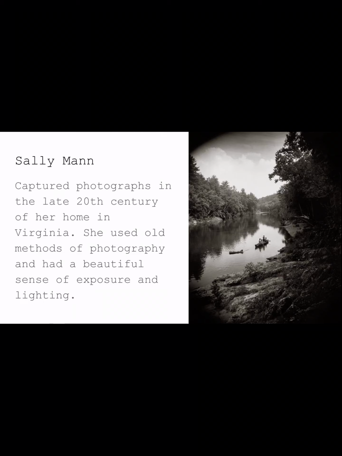I threw in Sally Mann too. She is a famous photographer as well in the late 20th century, maybe like the 1980s-ish. She captured a lot of photographs in her home state of Virginia, just kind of summertime in Virginia, really beautiful, almost nostalgic photographs, and she had a really beautiful sense of lighting and exposure as well. You can see here, there's lots of details in the landscape here, and lots of values ranging from light to dark, but still nothing is way too dark, nothing's way too bright.